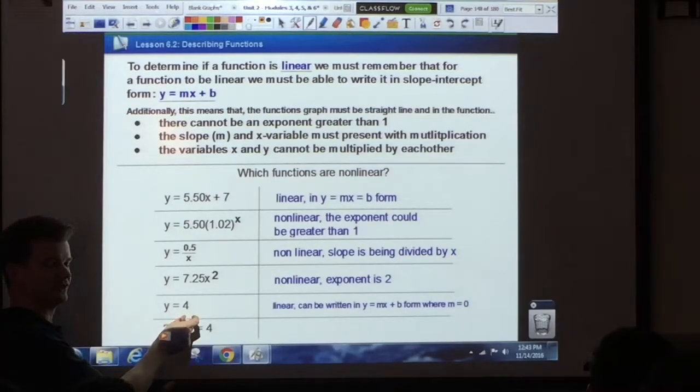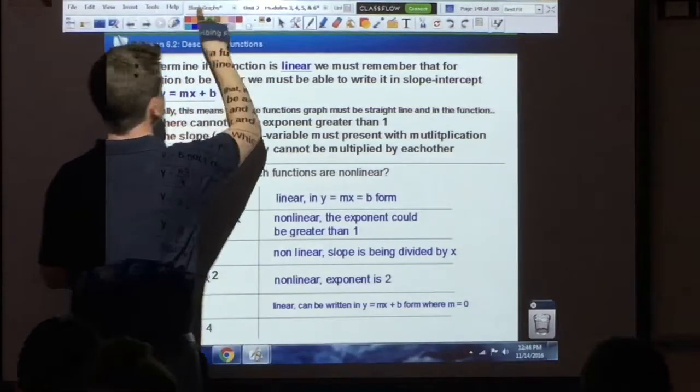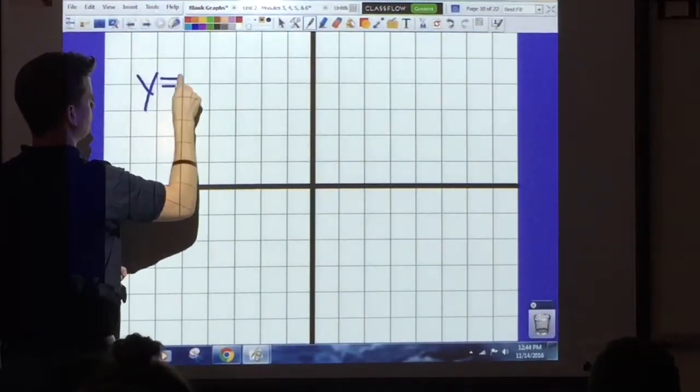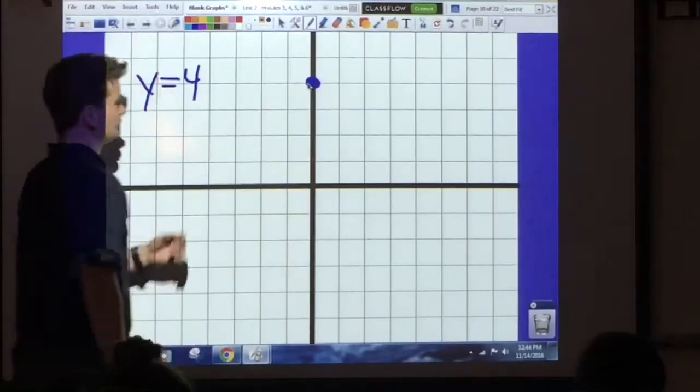The y-intercept is 4, and then class, I want you to pause for a second and look up here. Looking at this equation, what is the slope? 1? No. The slope is 0. Why is it 0? Well, y equals 4, so we go to 1, 2, 3, 4 and put a dot. There's no slope here.